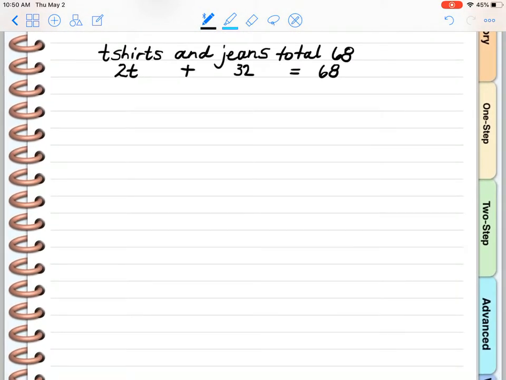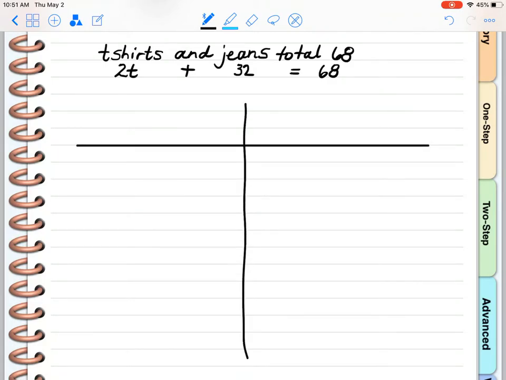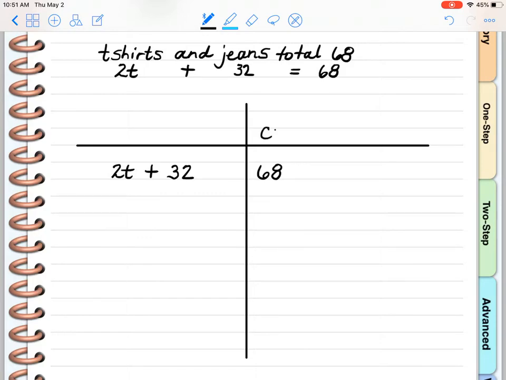And I do want to remind you that sometimes on exams, this is all you have to find. You just have to set the problem up. But since this class is mostly to teach you how to solve problems, I'm going to go ahead and finish that too. So 2t plus 32 is 68. This was his constant total, and this was the variable.